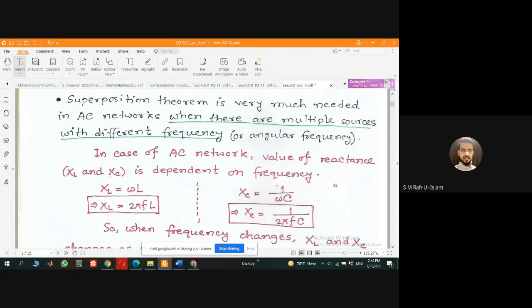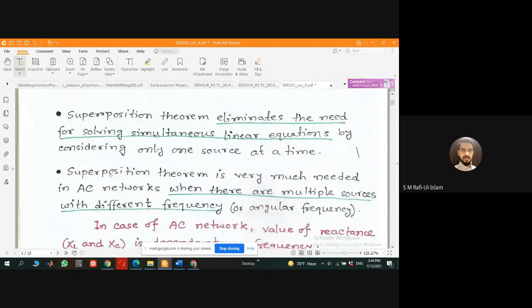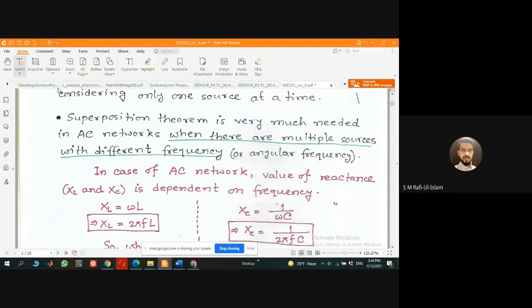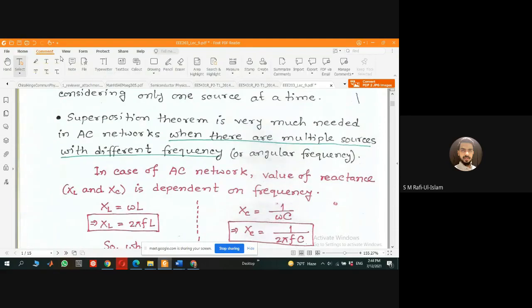So why is the superposition theorem important for AC circuits, or for analyzing voltage or current in a circuit? In DC circuits, I don't know why that is so important, but in AC circuits, the superposition theorem is very much needed because in AC circuits the sources could be frequency dependent. Means as we know, if I have two sources, one voltage source, another voltage source, let me draw something.